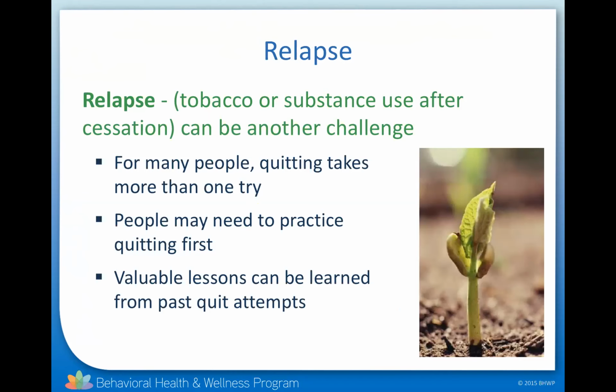So while we don't want to set up the expectation that someone will relapse, we do want to let them know that it's a very common thing, and point out that people may need to practice in order to be successful quitting, and even more importantly, that there's a lot of valuable lessons that can be learned from past quit attempts that can really help to build an understanding of what will work for that person and what won't. And so there's a lot that they can learn there.